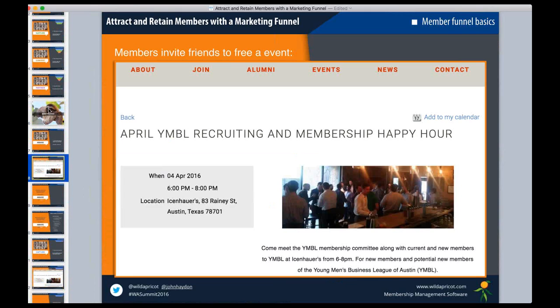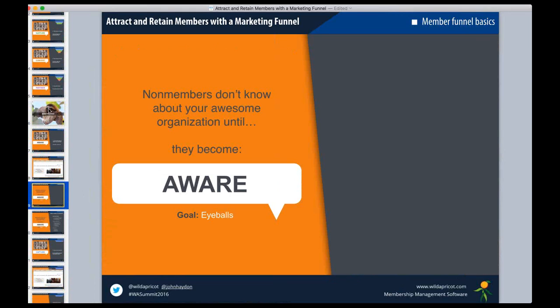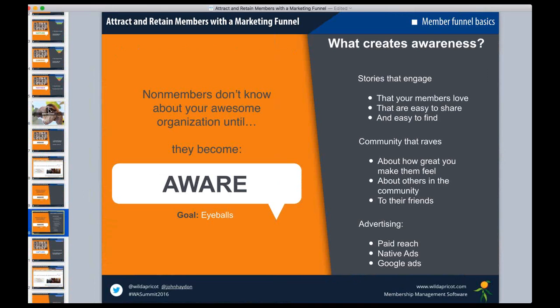They might hear about your organization on Twitter, on Facebook, and some other way, but they're not directly connected just yet. They have not joined your email list. They are not in your database just yet. Okay, this is really where awareness sits. Okay, so non-members, they don't know about your organization at all until they become aware. That's always the first stage. And our goal at this stage is really eyeballs.